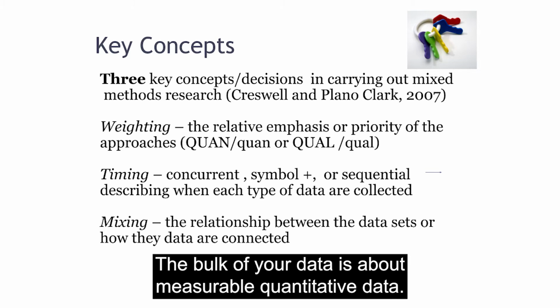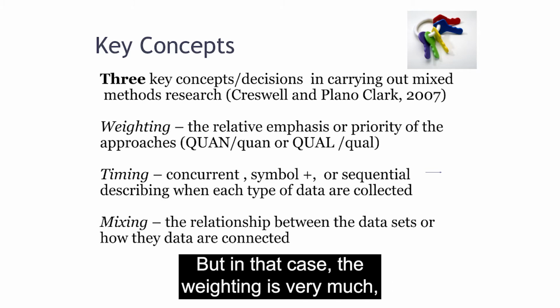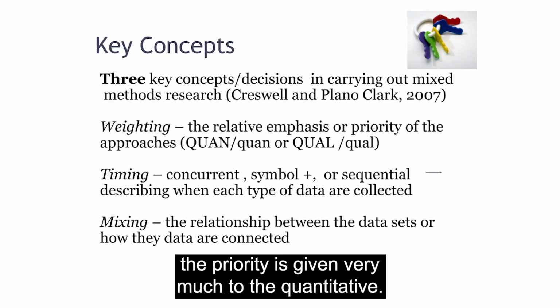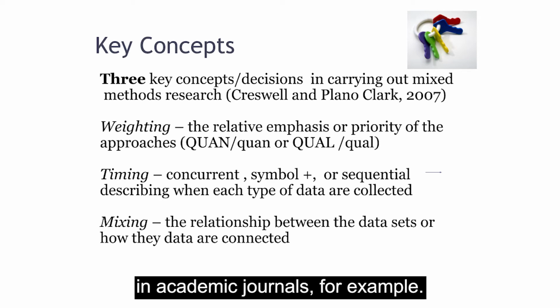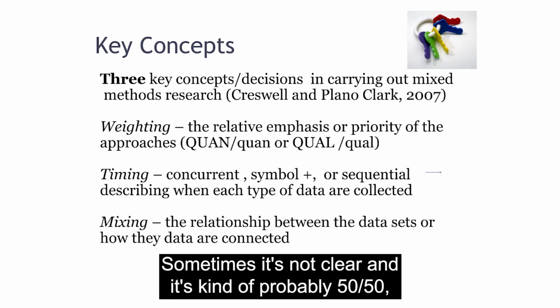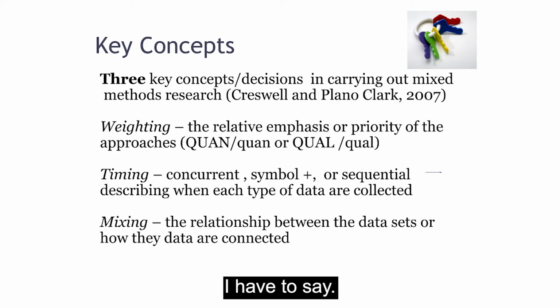The bulk of your data is measurable quantitative data. However, you might throw a qualitative open question into that survey. But in that case, the priority is given very much to the quantitative. And sometimes in studies, they won't even report that in academic journals, for example. So with weighting, sometimes it's not clear and it's probably 50-50. For others, there's a clear direction, and it's normally in the quantitative direction, I have to say.